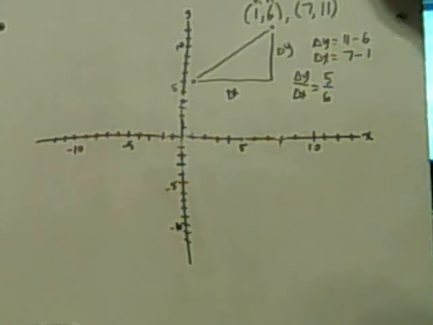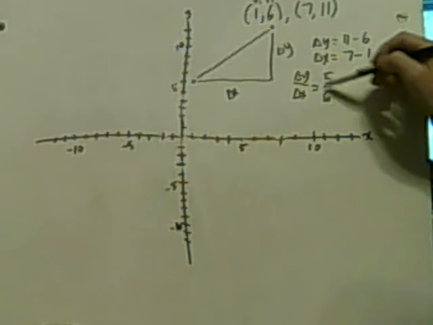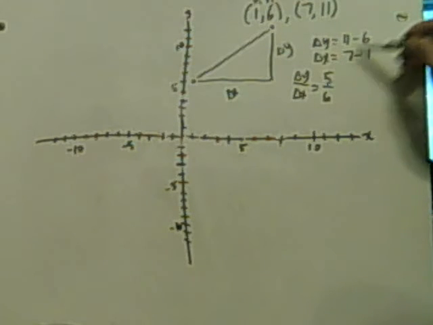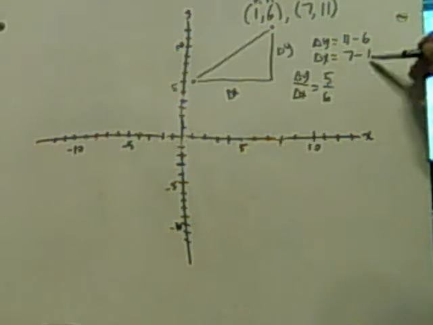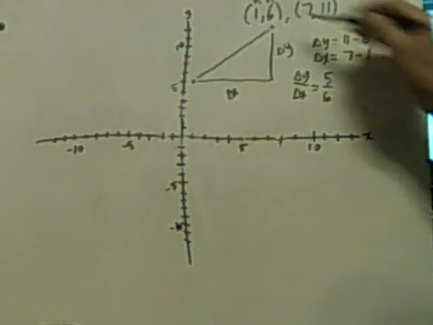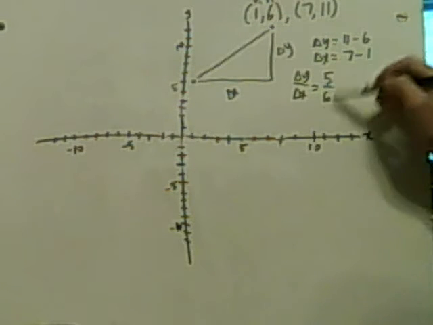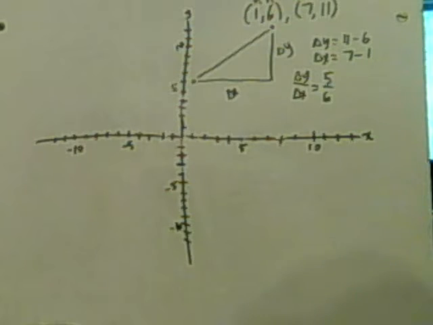Now, it doesn't matter which point you call 1 and which point you call 2. If I had called this point 2 and this point 1, the delta y would have been a negative 5, because it would have been 6 minus 11. But the delta x would have been negative 6. It would have been 1 minus 7. And you find that the ratio is exactly the same. Okay?